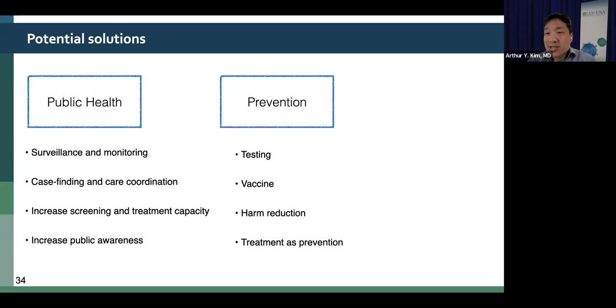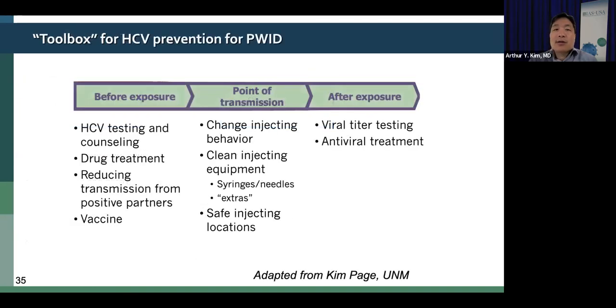I wish I could spend more time on how well it works, but those engaged in harm reduction, both clean needles and equipment, as well as opioid agonist therapies, those are things such as methadone and Suboxone, those do work to prevent hepatitis C. And then thinking about the role of treatment as prevention, as we talked about earlier. And so for the highest risk group, which are people who inject drugs, that's the PWID there, testing, drug treatment, reducing transmission from positive partners.